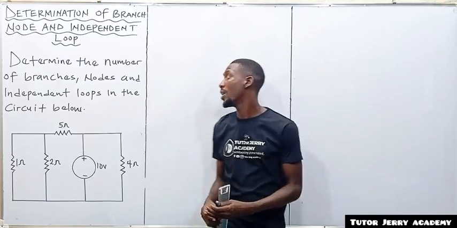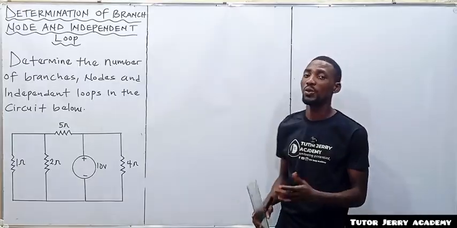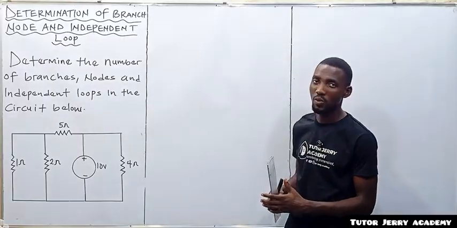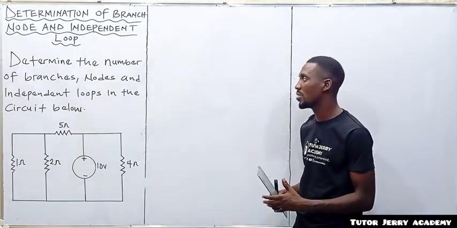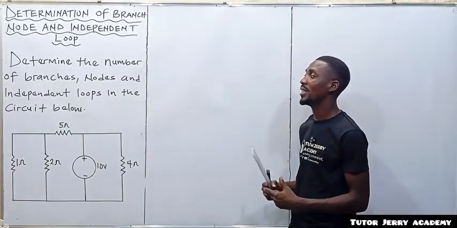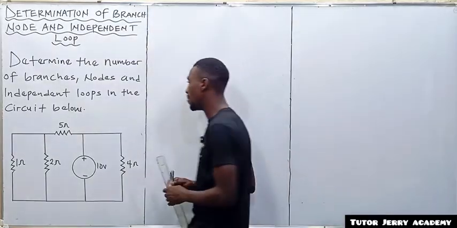All right, so we are going to be looking at determination of branch, node, and independent loop. You can see the question below. The question says we should determine the number of branches, nodes, and independent loops in this circuit. So let's start with the branch.